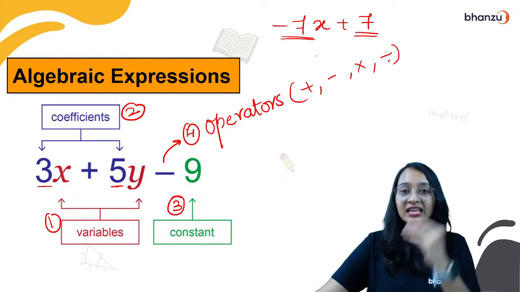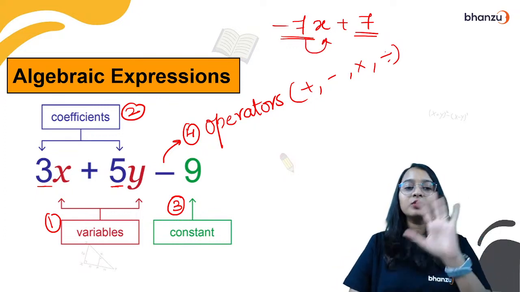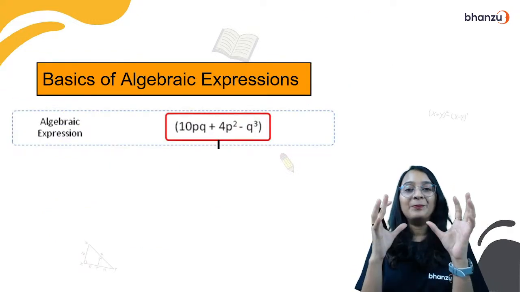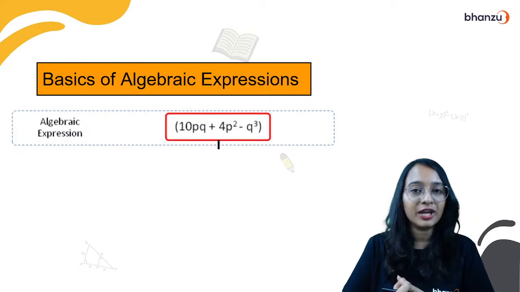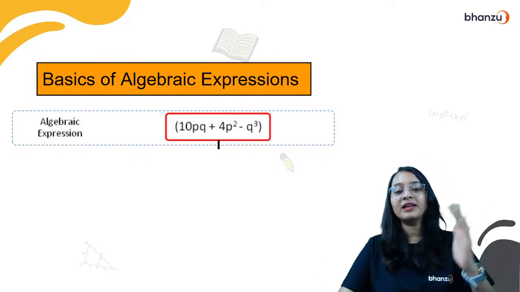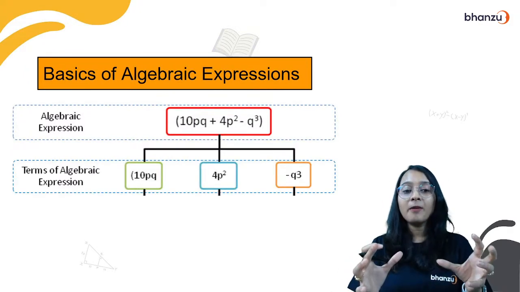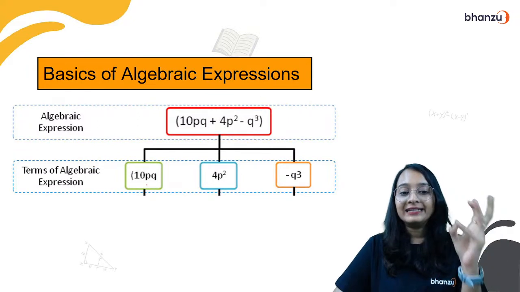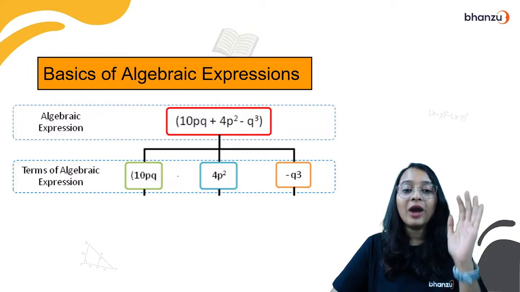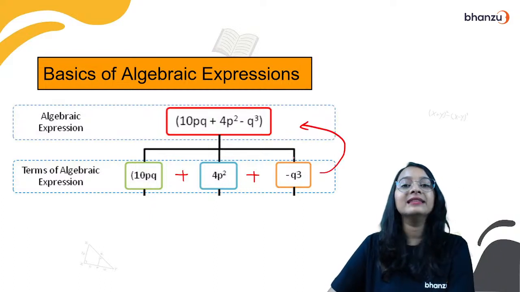This minus 7 is a coefficient of x. Alright, so that's the difference between a coefficient and a constant. Now, what are the basics of your algebraic expressions? How are they formed? So when I give you an expression 10p³ plus 4p² minus q³, how are they formed? When you add the terms 10p³, 4p², minus q³. When you add these terms together is when you're forming the expression.